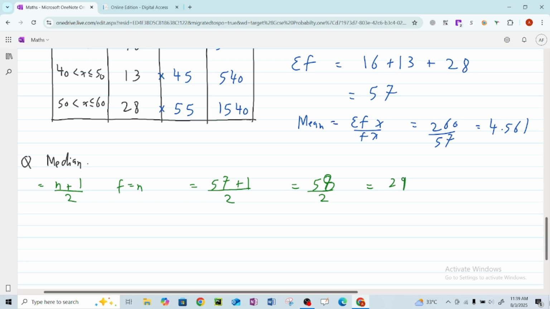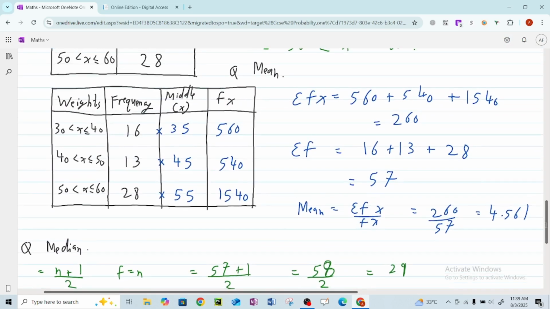Now, if you go above here, where in the frequency do we have 29? 29 is not our answer. We have to see where in the frequency we have 29. 16 plus 13. So we have 29 over here because 16 plus 13 is 29. So the value of 29 is over here in this class. We go over here and now we have the class that is our answer.